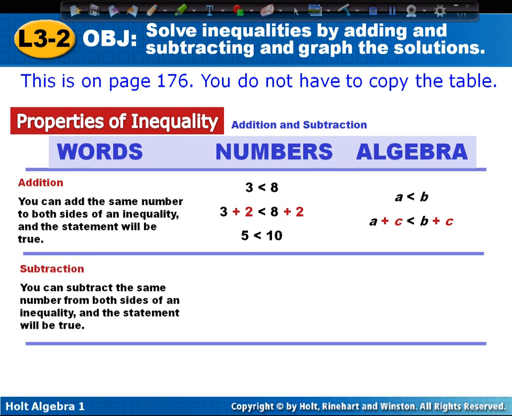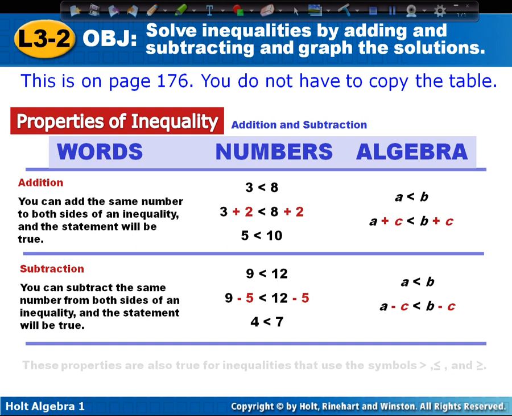Subtraction. You can subtract the same number from both sides of an inequality and the statement will be true. Again, looking at the example here, it says 9 is less than 12, and it's saying if I subtract 5 from both the 9 and the 12, I get 4 is less than 7, and that's still a true statement. So as long as I subtract or add from both sides of the inequality, my statement's going to remain true.